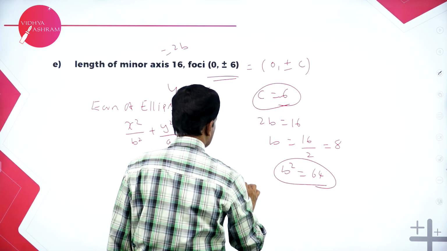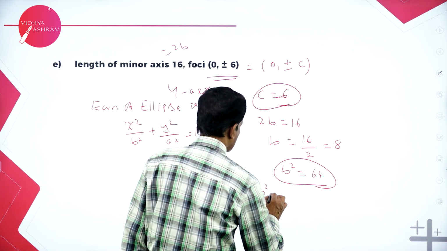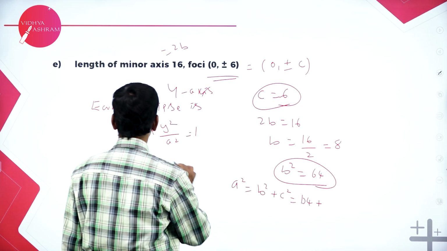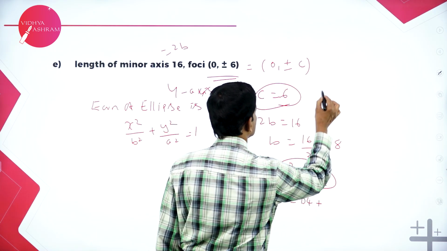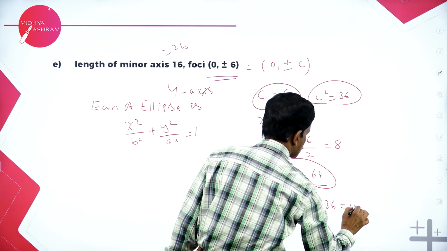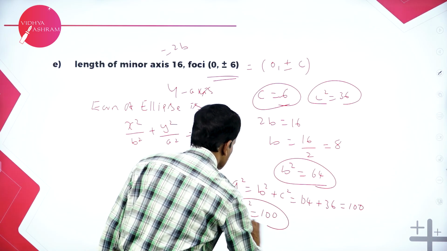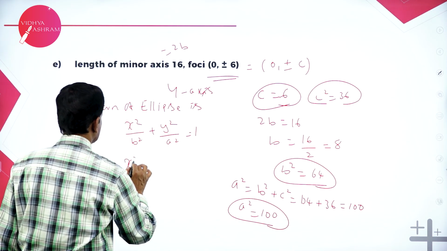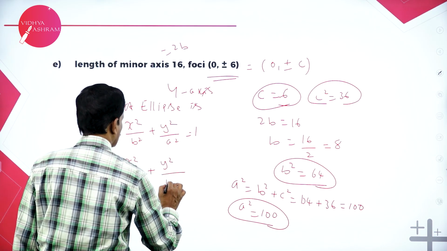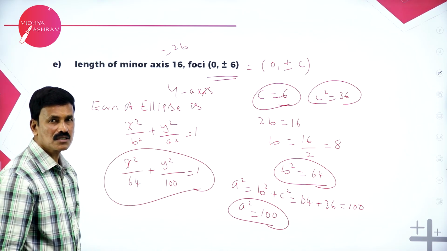Now find out a square. What is a square? a square is equal to b square plus c square. b square is 64 plus c square. What is c square? c square is equal to 36. 64 plus 36 is 100. So here a square is equal to 100. So therefore the equation of the ellipse is x square by b square, which is 64, plus y square by a square, which is 100, is equal to 1. That's it. Hope you followed.